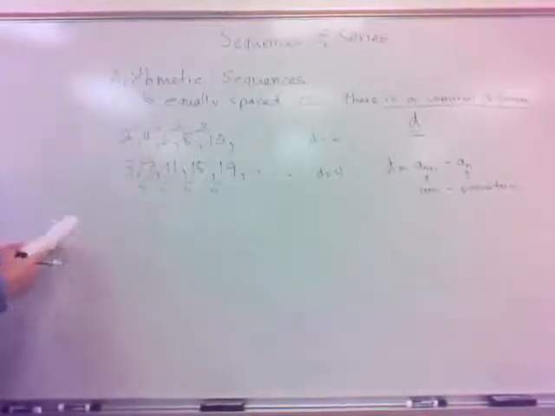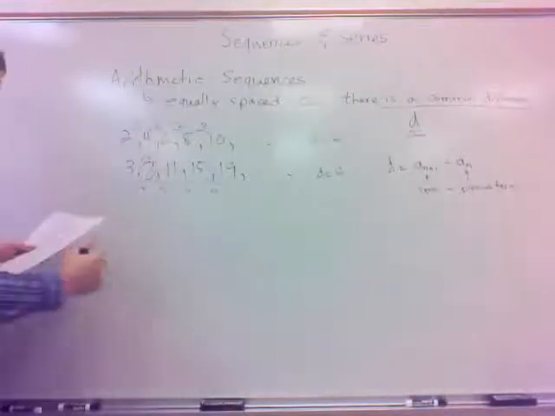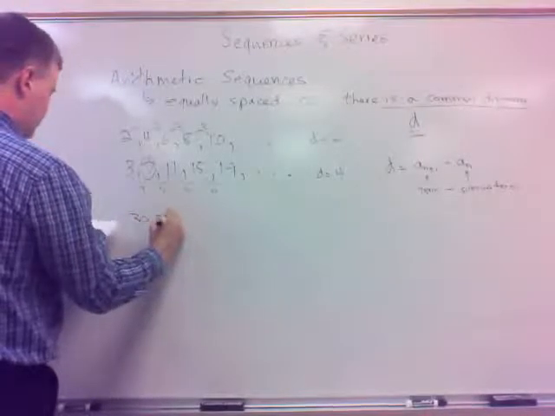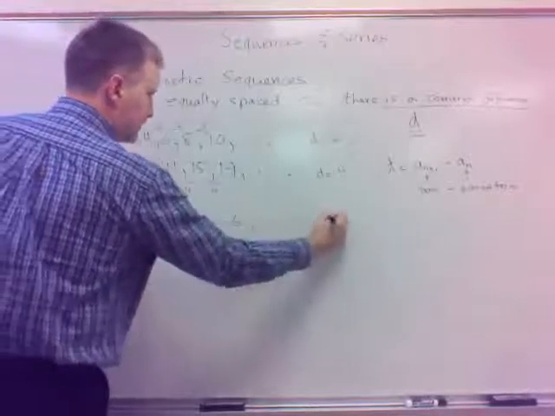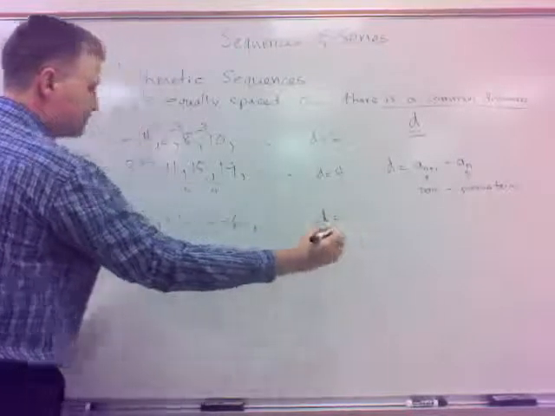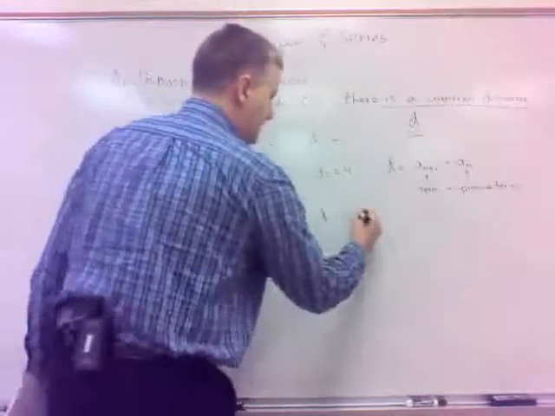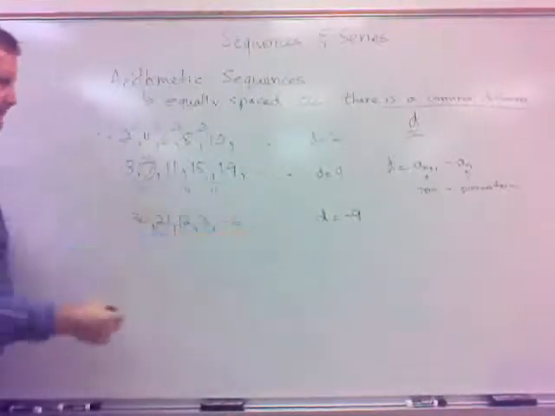Well, what about this one? What about 30, 21, 12, 3, negative 6? Are those equally spaced? Yes, they are. But what is the common difference? They're spaced by 9, but more specifically, isn't it negative 9? Yeah. The D here, the difference, is negative 9 because the terms are decreasing, if you will. They're going down instead of up.